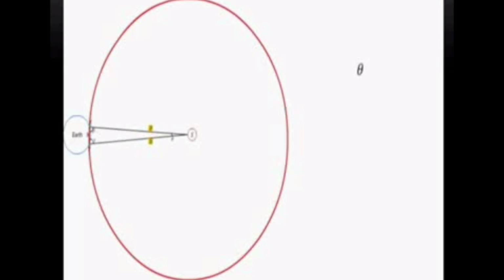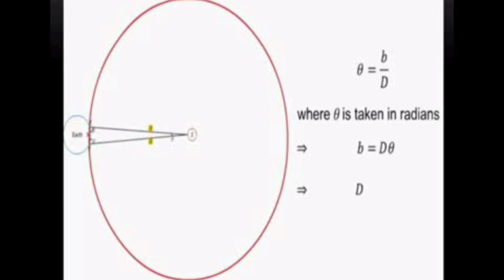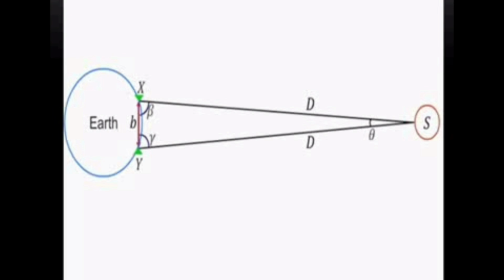So we can calculate the theta value. Theta is the angle, equal to B by d, where d is taken as the radius. Or we can write B equals d theta. We need the value of d, the distance, so d equals B by theta. So we can calculate the distance of the sun from the earth using the parallax method.